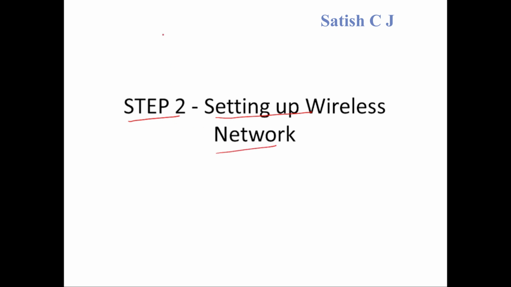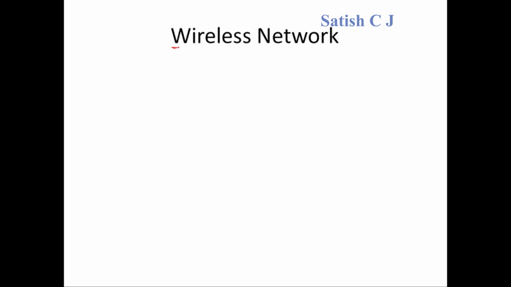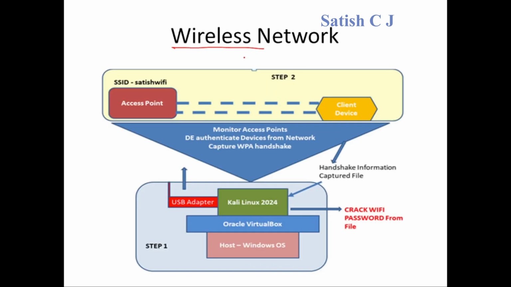See, we are not supposed to sniff on to networks that we don't have permission for. So here I have set up my own network. This is the setup for my wireless network. So this is actually step 2. What is step 2? Step 1 we have already done. Step 2 is setting my own access point and then my own devices connected to the access point. So we are going to sniff information about this network.